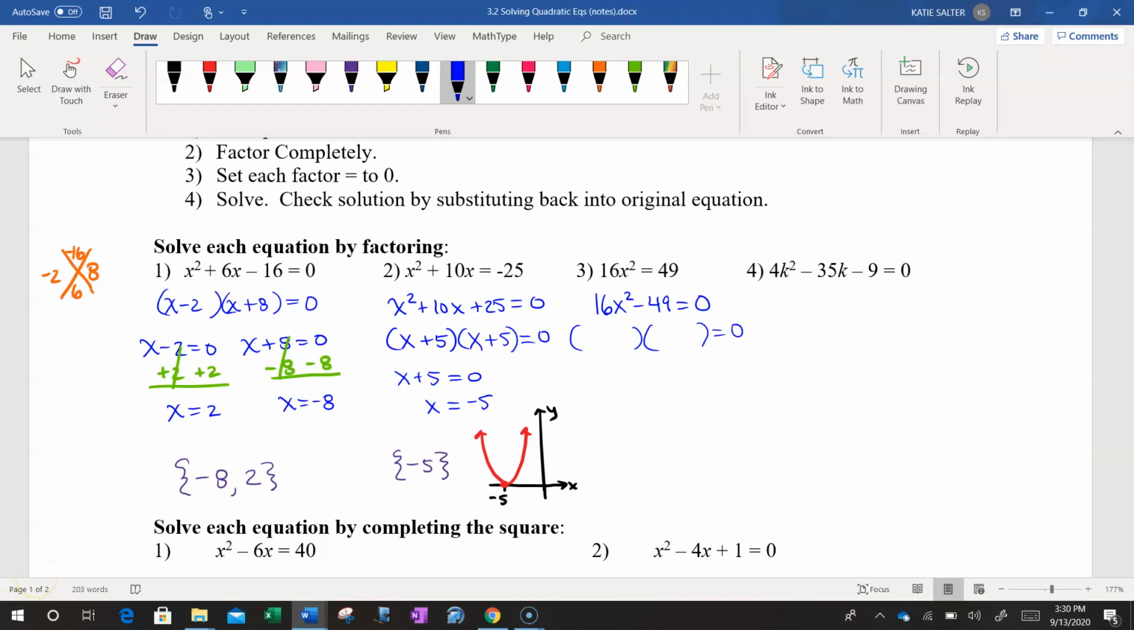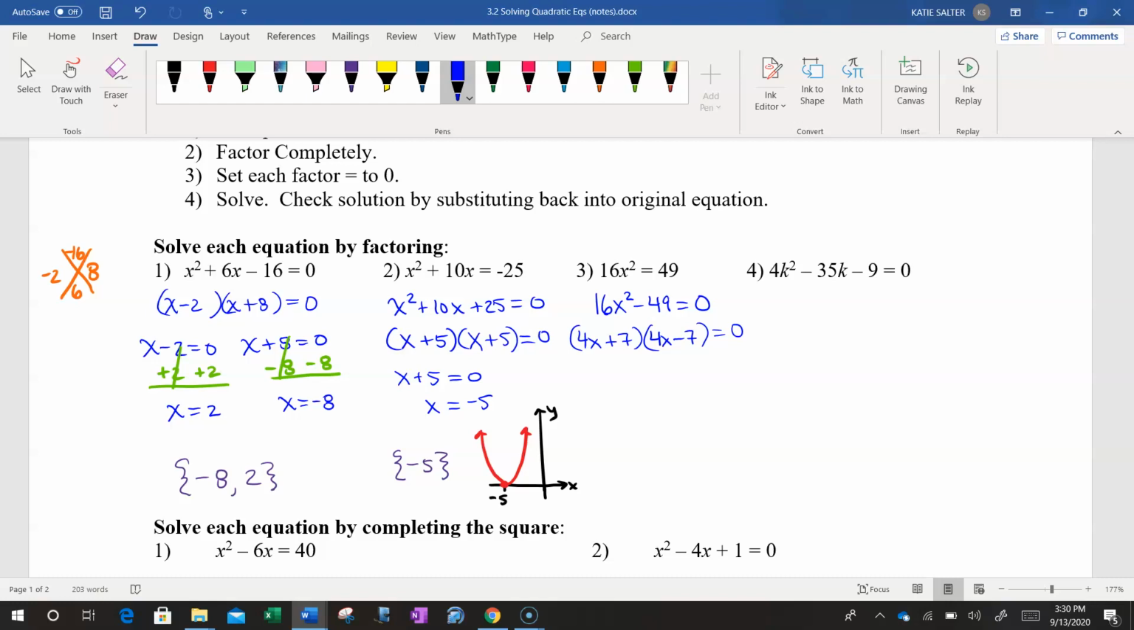We take the square root of the first term and put it in the front, so that would be 4x and 4x, and the square root of the last term and put it in the back, one being positive, one being negative. So that's +7 minus 7. And that's when we FOIL back, that +7 times -7 is what gives us that -49. 4x times 4x gives us 16x squared, and the outer and inner of +28x and -28x cancel, which is why this is a binomial and not a trinomial.